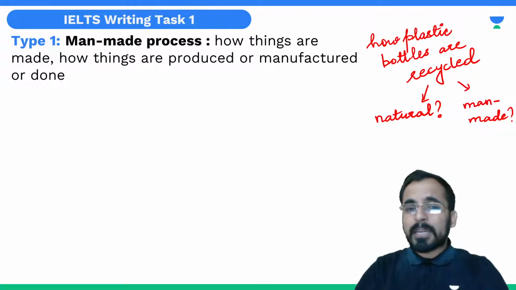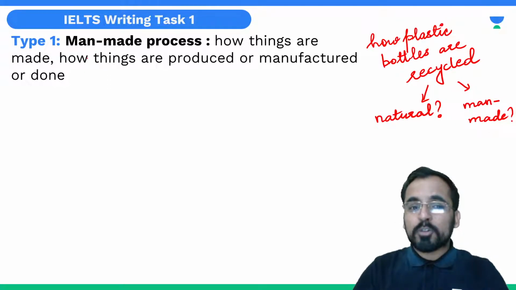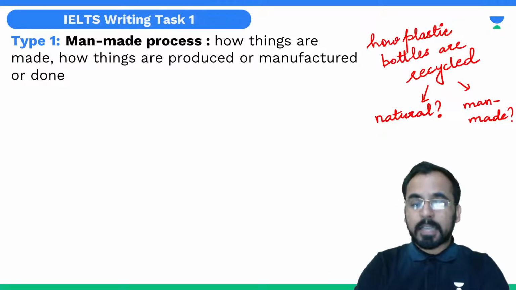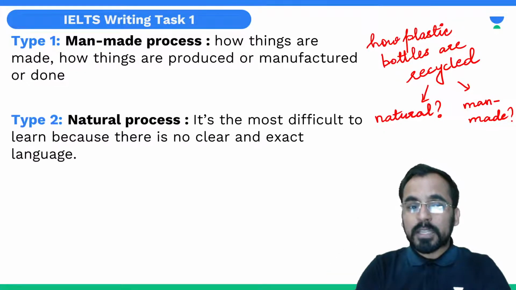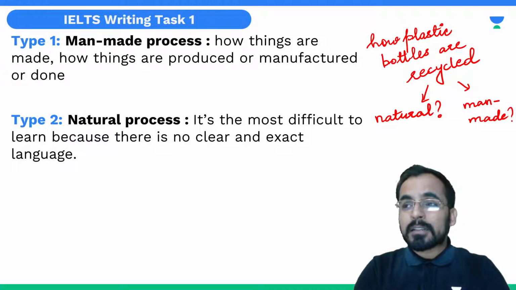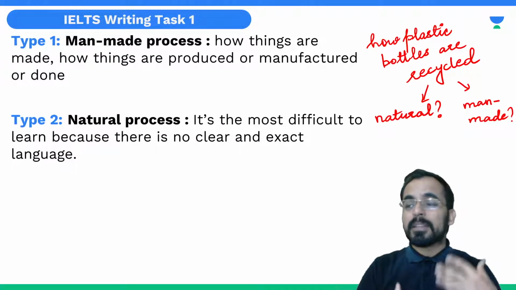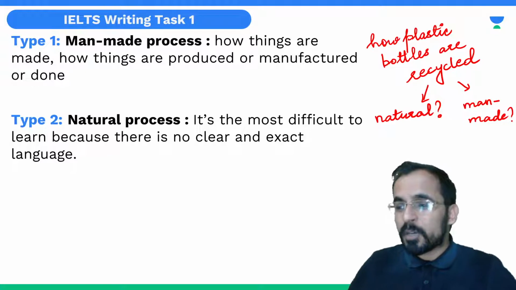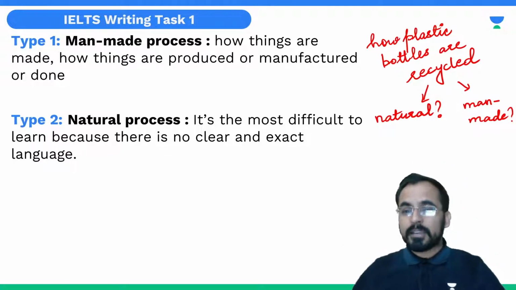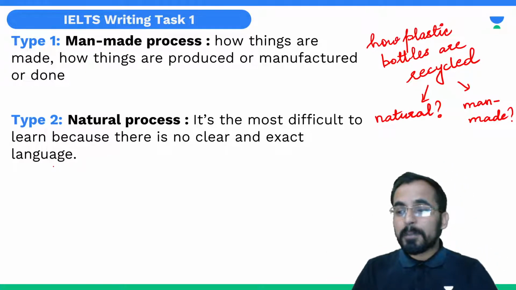Alright, so man-made processes tell you how things are made, how things are produced or manufactured, or how things are done. Now, why am I telling you this? Because the type of the process will determine the grammar that you are supposed to use. Okay, now I'll tell you how in the later slides. So it's very important to analyze the process first.